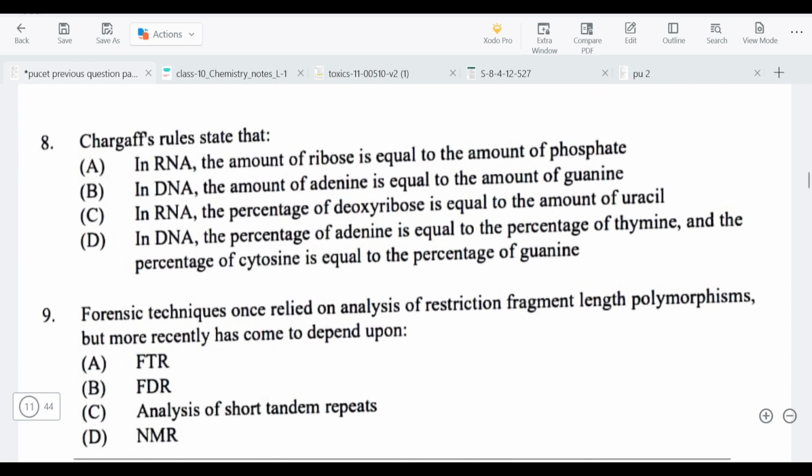Next question: Chargaff's rule states that. The answer is this: in DNA the percentage of adenine is equal to the percentage of thymine, and the percentage of cytosine is equal to guanine, right? This Chargaff rule applies to double-stranded DNA where base pairing occurs, right? This means purines equal pyrimidines.